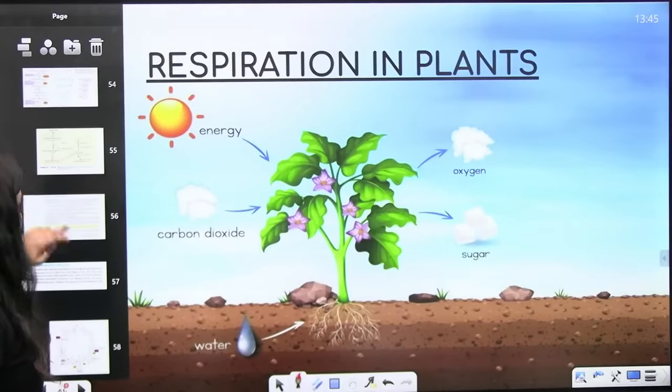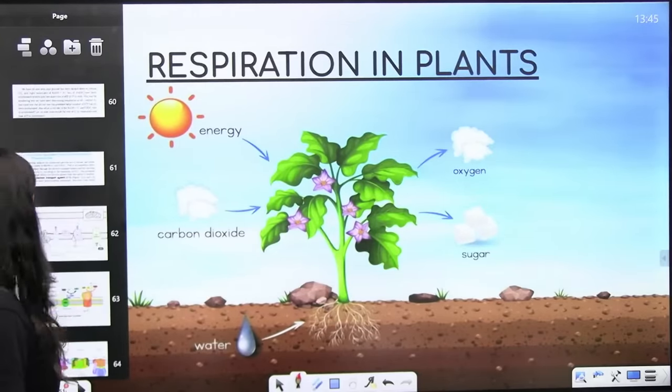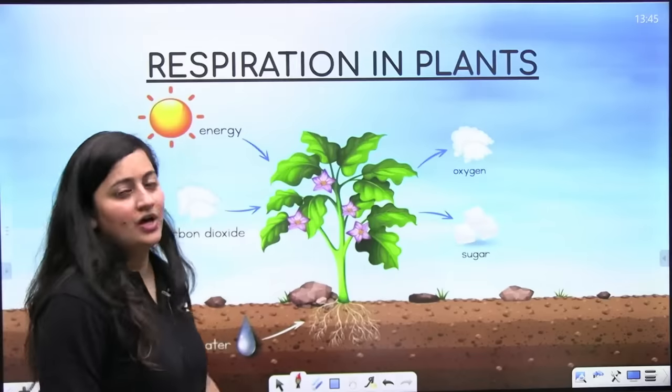So the next topic that we need to study is respiration in plants, and then we will move to photosynthesis.